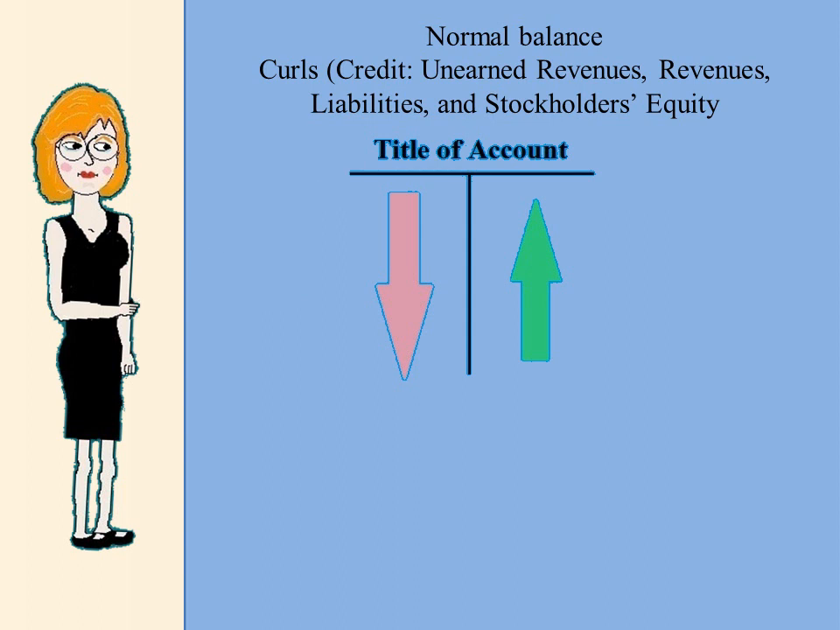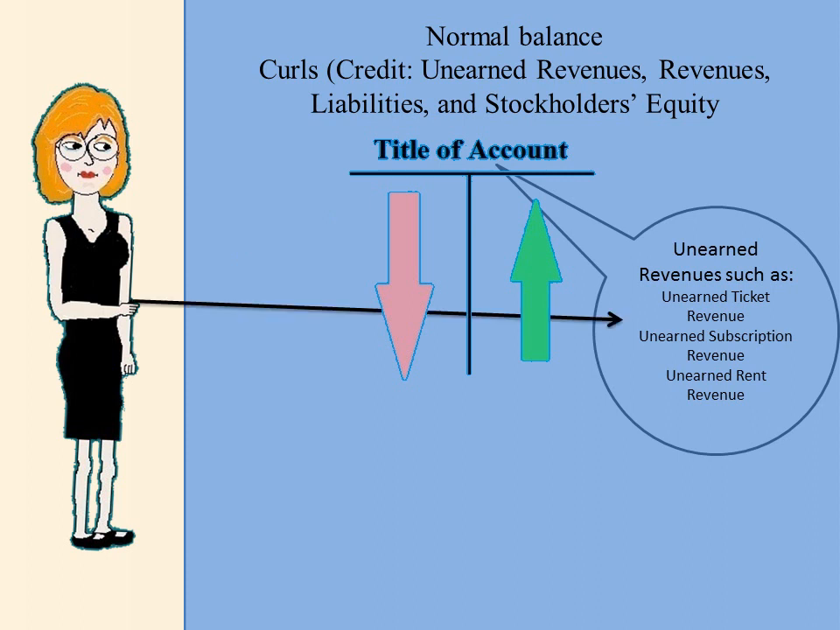Let's look at some of these accounts. First is unearned revenues, such as unearned ticket revenues, unearned subscription revenues, and unearned rent revenues. These are advance payments from customers. They are unearned because the services or the sales have not been provided to the customer as of yet. These accounts increase on the right side and decrease on the left side.